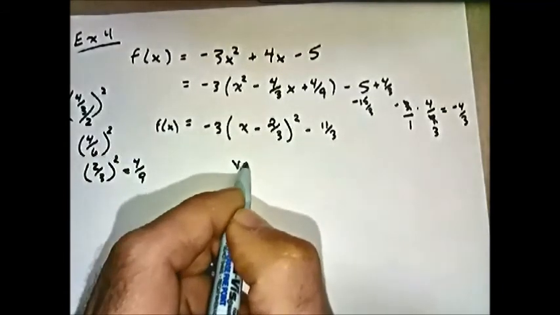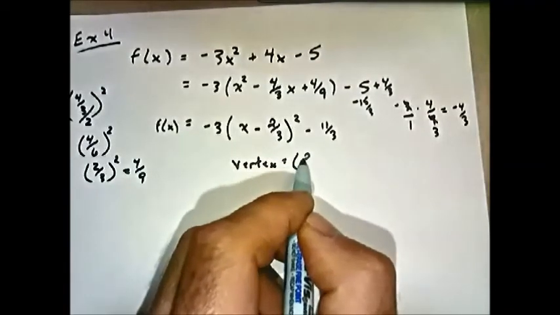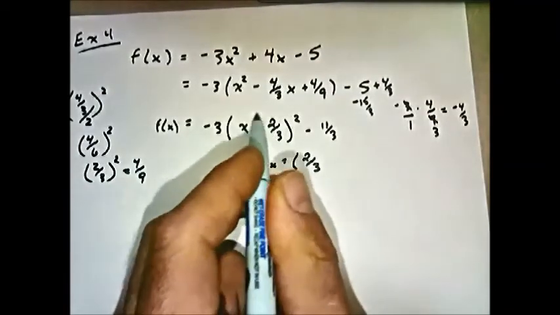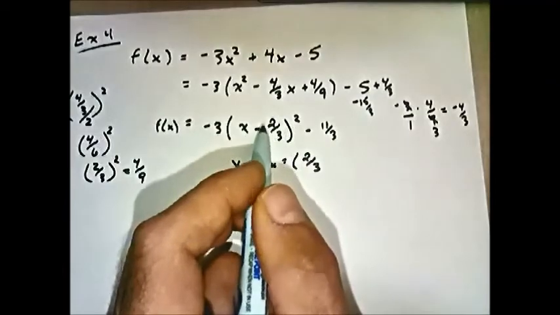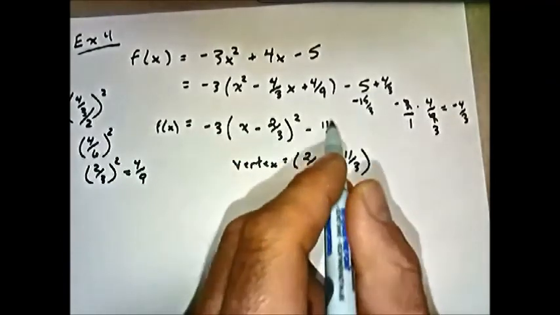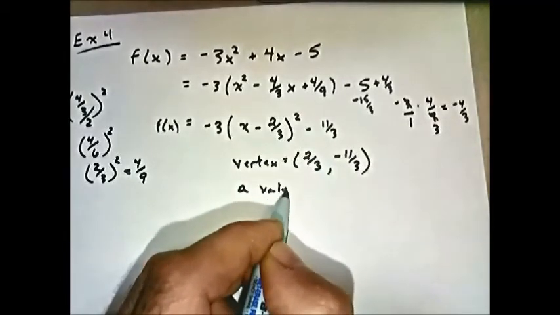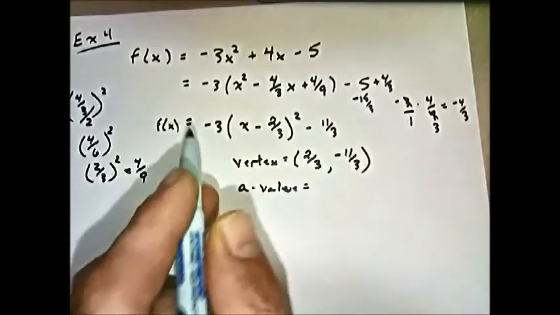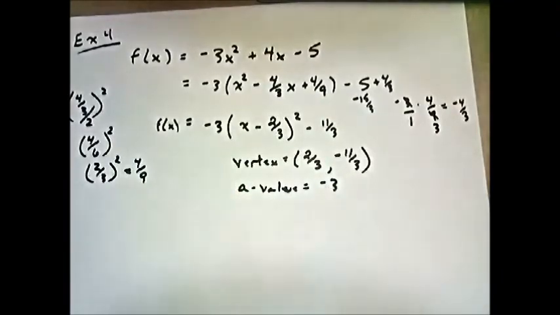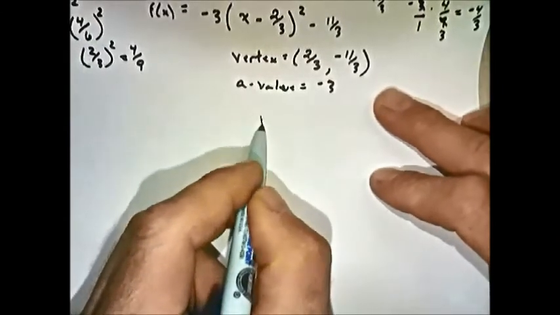So my vertex can be written as a positive 2/3, remembering that we're taking the opposite of what's with x, and the negative 11/3, the last number. Our a value, in this case, is negative 3. So let's go ahead and look at what the graph of this looks like.